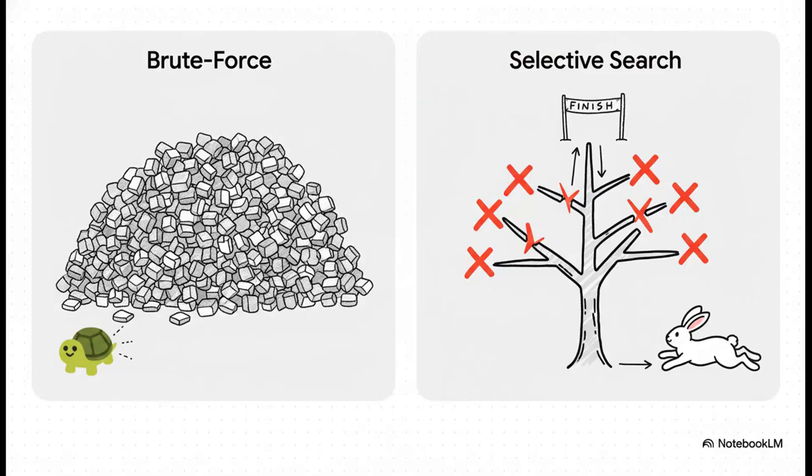So this is the big difference. Brute force is like trying on every single pair of shoes in a giant warehouse to find one that fits. It's exhausting and inefficient. A selective search is like going straight to your size on the shelf. We use the constraints to ignore all the junk we know won't work from the very beginning.